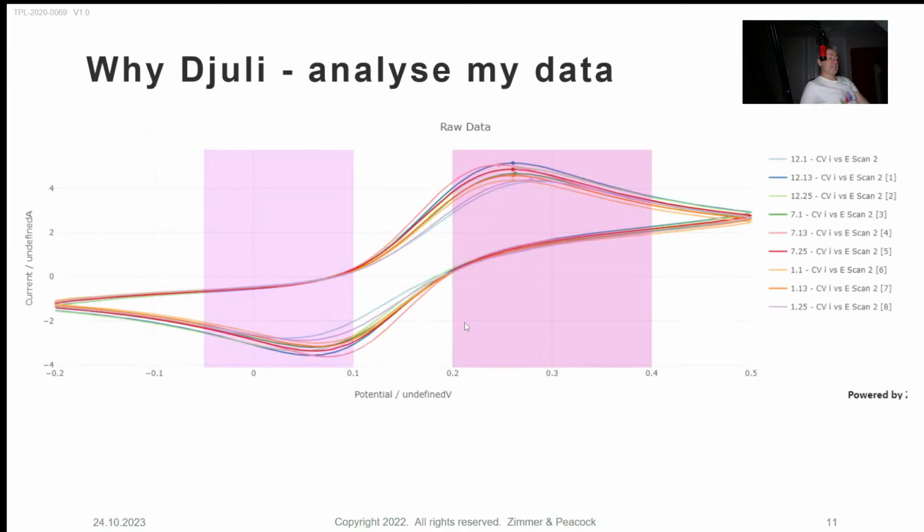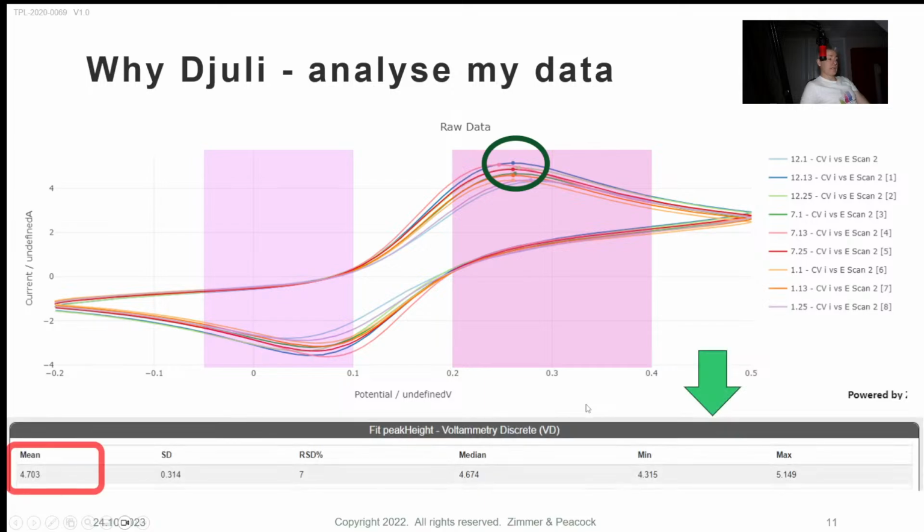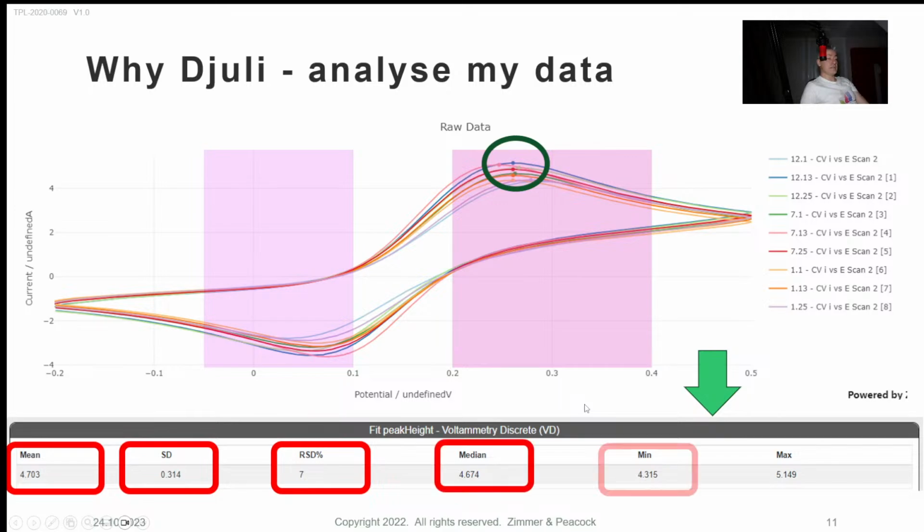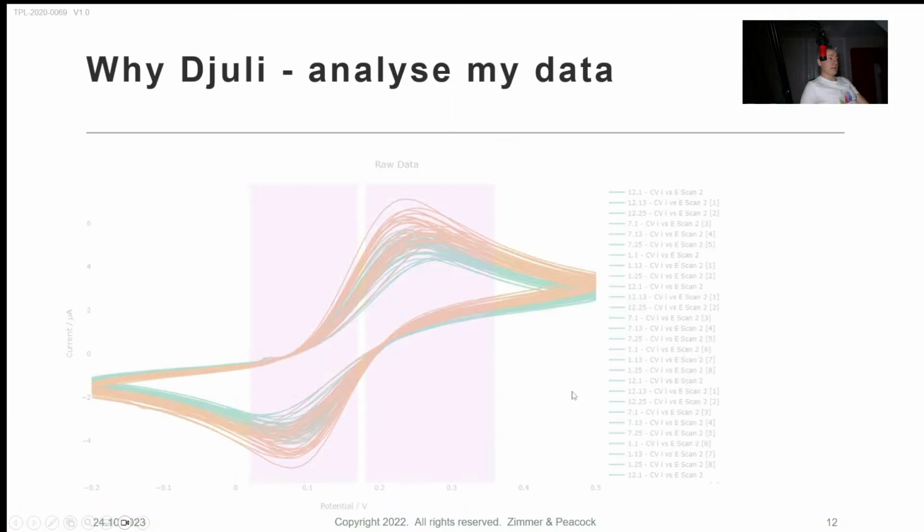It's very good at analyzing data. So here I've got some voltammograms, and you can tell Djuli, look in this region, and it will find your peaks for you. And then it will extract the mean height, the standard deviation, the relative standard deviation, the median, the min, the max. So these kinds of statistical analysis, Djuli is able to look at this data and just essentially pull that out.